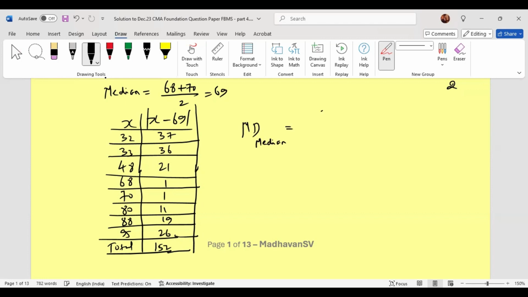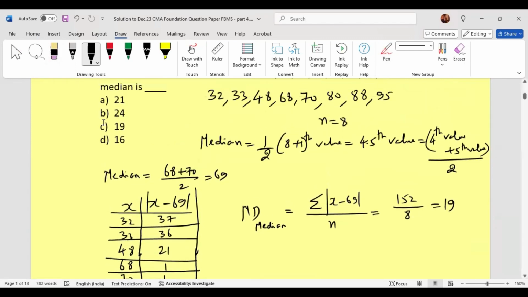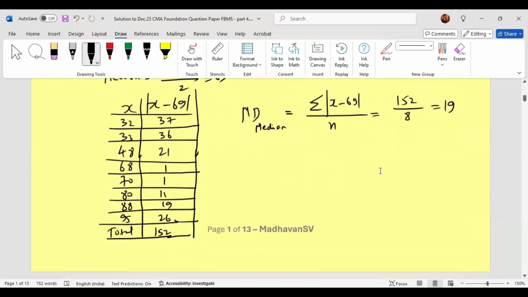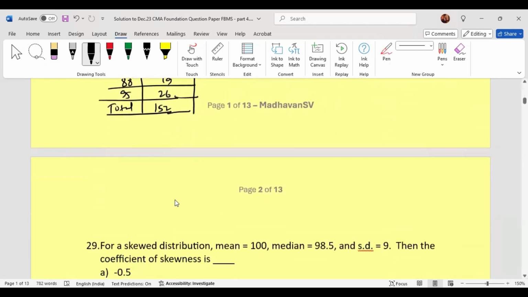will be summation modulus of x minus 69 divided by number of observations. So here it is 152. Number of observations, we know it is 8. So if we divide that, we get 19. So here the option is C. Option C is the right option. Let us move on to the next question.